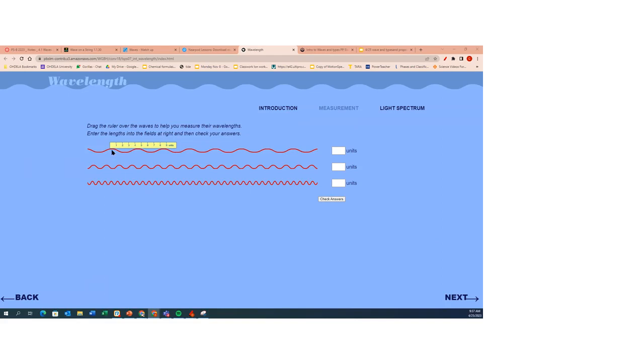So this first one, if we look at this, it looks about 4 units. Take this one, they are closer together. This looks like it's about 2 units. And then if we go from crest to crest here, it looks like 1 unit. Let's check your answers.